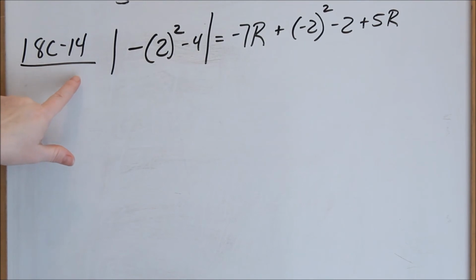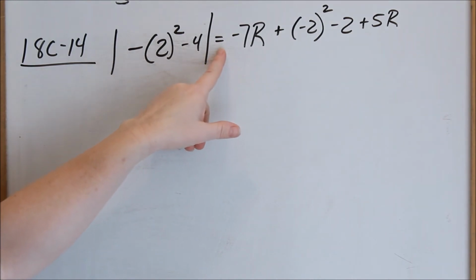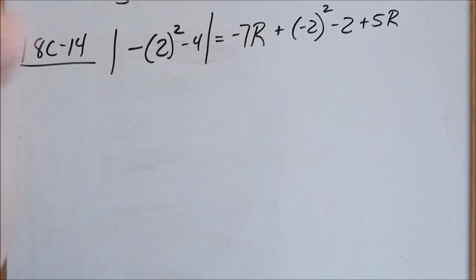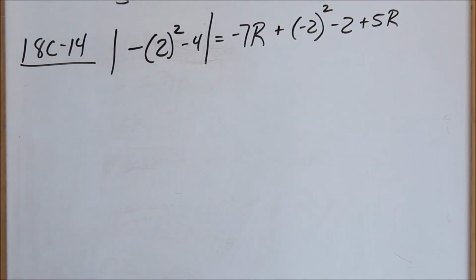Alright, now we can take all this information, looking at 18C14, we are solving. We are solving for the unknown. The other problems we were just simplifying and getting an answer. Now we have something on both sides of the equal sign and we have a letter, so that means we're going to use all of this to solve for the unknown. So we're still using PEMDAS. So PEMDAS says you work inside your absolute values first and your parentheses.